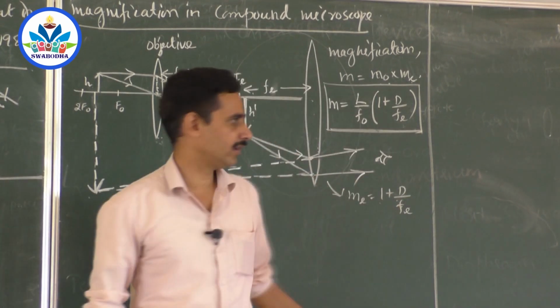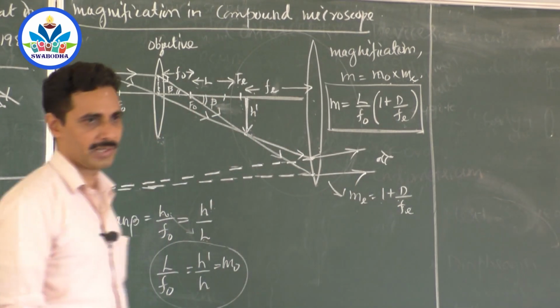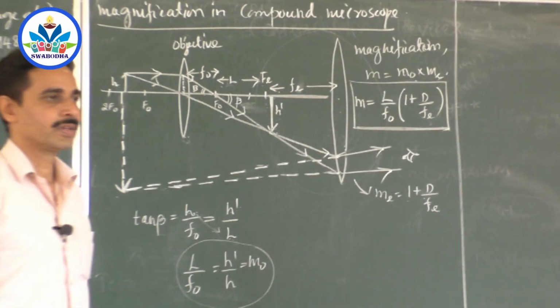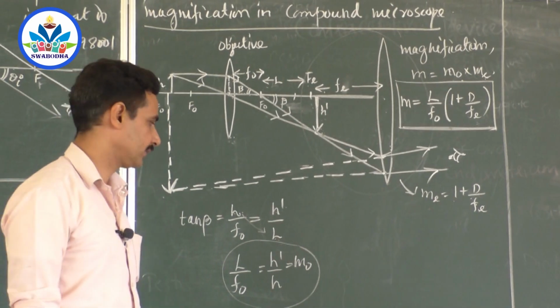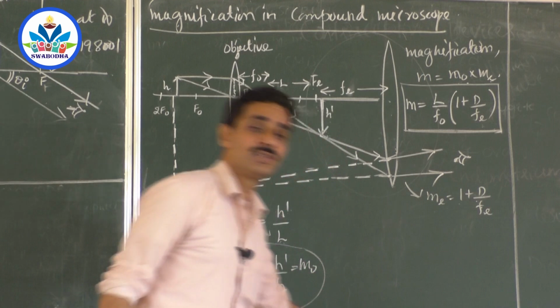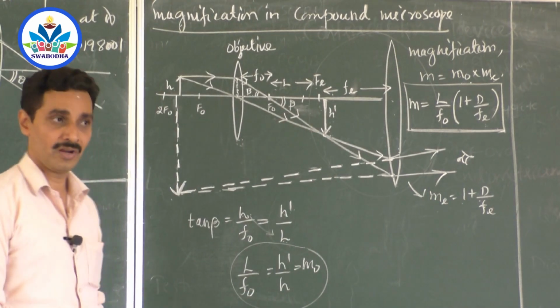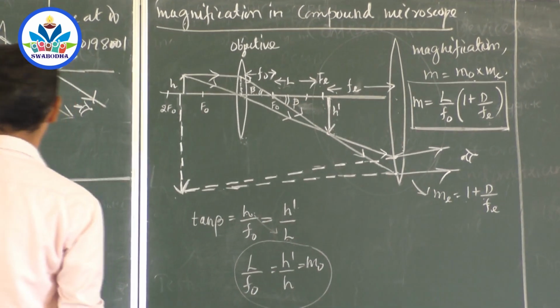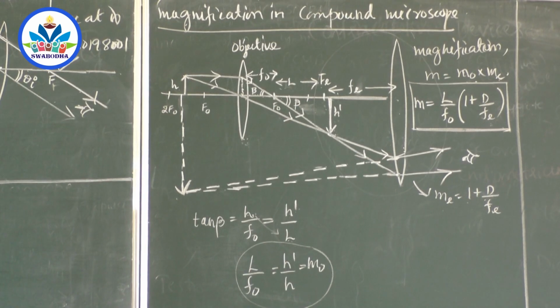So this is how we find out the magnification in the case of a compound microscope. One thing is left now, that is the telescope. Sir, what is the magnification in a telescope? We are using a refracting telescope with convex lenses. We will draw the ray diagram and find out the magnification.